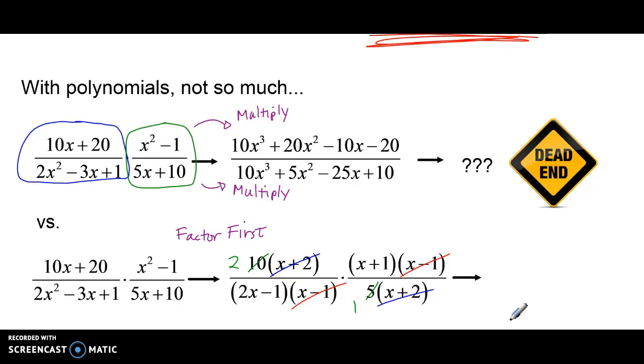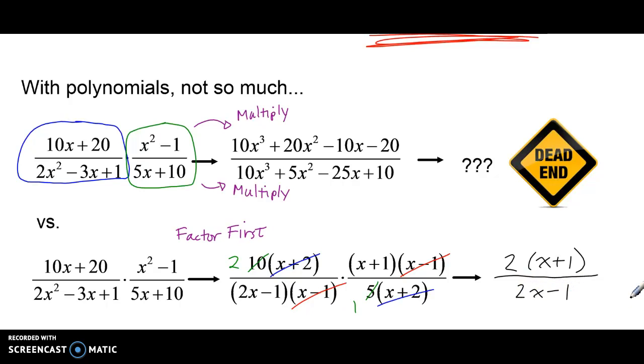Once you've got all that stuff canceled out, then you can multiply the tops and you can multiply the bottoms, and that works out really easily. In the top, the only things that we don't have canceled are the 2 and the x plus 1, and that's it. And in the denominator, we have a 2x minus 1 and a 1. There's really nothing else in the denominator.